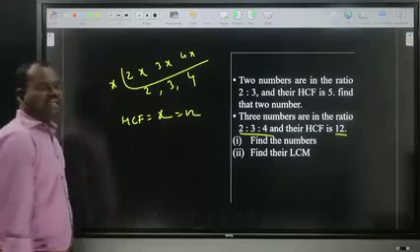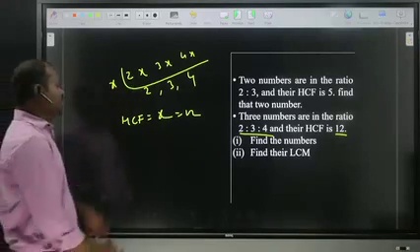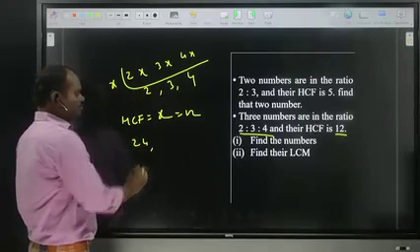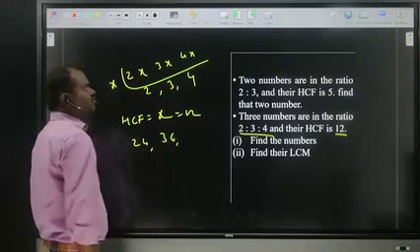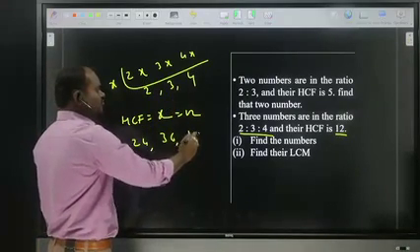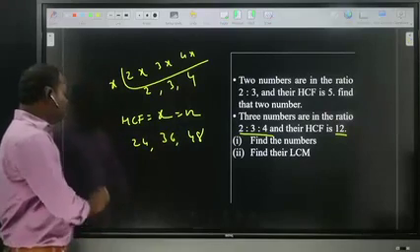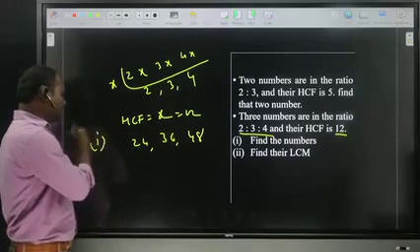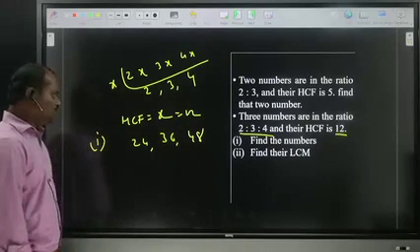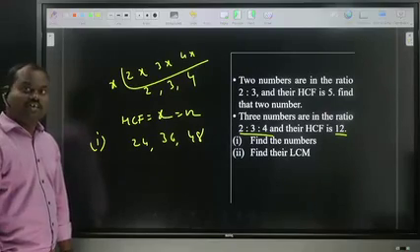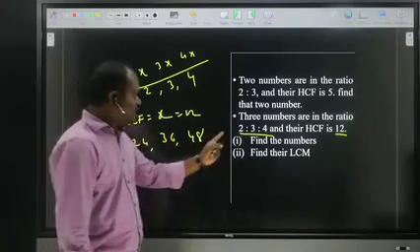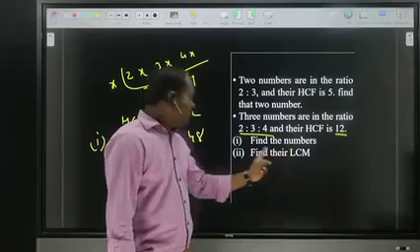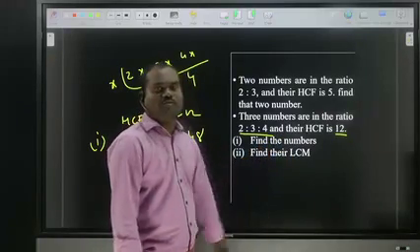If x is 12, what is the first number? 2 12s, 24. 3 12s, 36. 4 12s, 48. These are the numbers: 24, 36, 48. Okay? But I gave two questions. Find the numbers, that is clear. Find their LCM also, I have given.